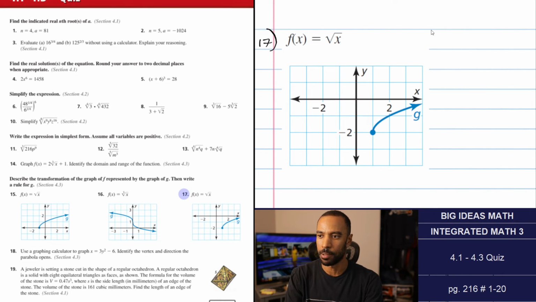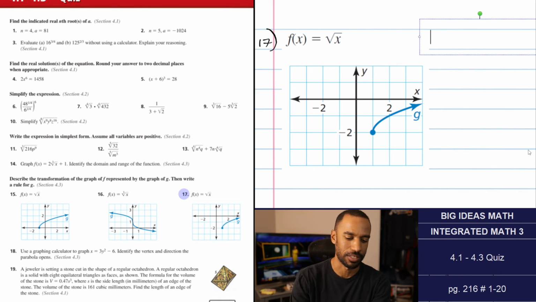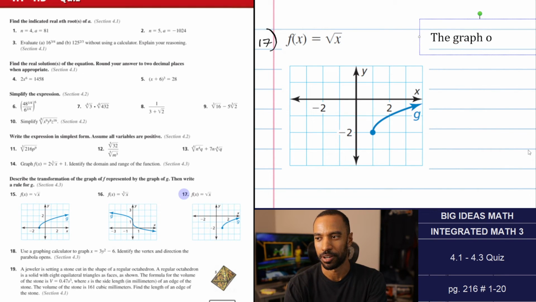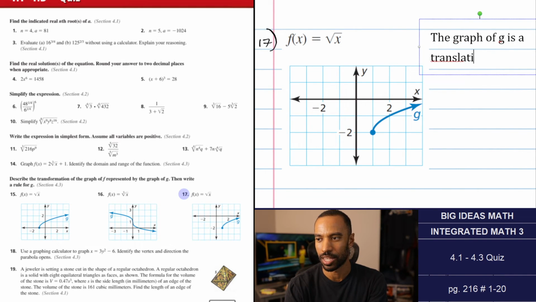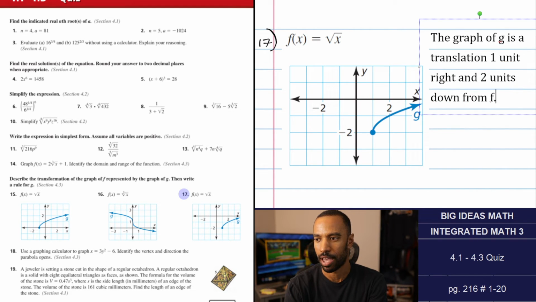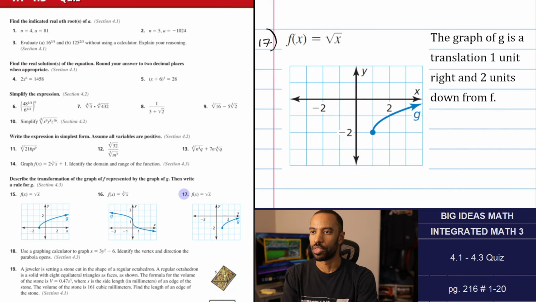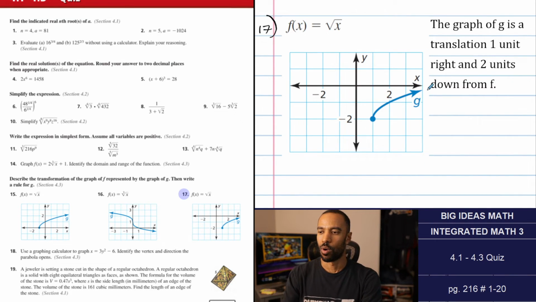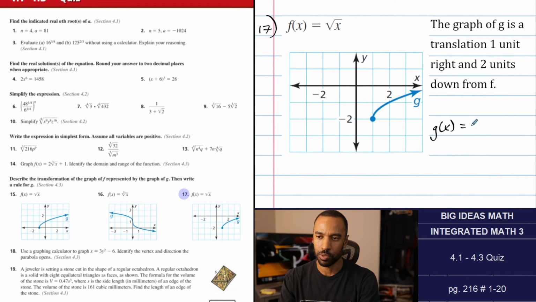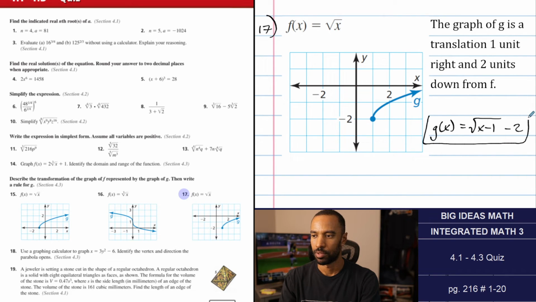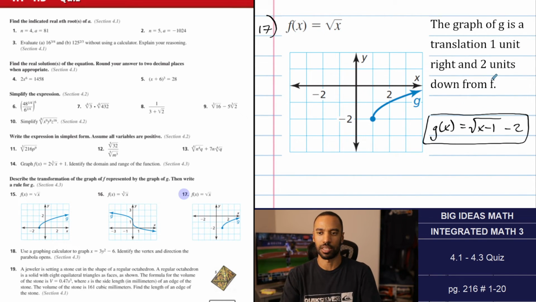So the graph of g, not much of a quiz question, is a translation 1 unit right and 2 units down from f. So for 1 unit right, we'll have to put the x minus 1 inside there. So g of x equals square root of x minus 1, and then there's a minus 2 on the outside. No vertical stretches, no flips, no reflections, anything like that.